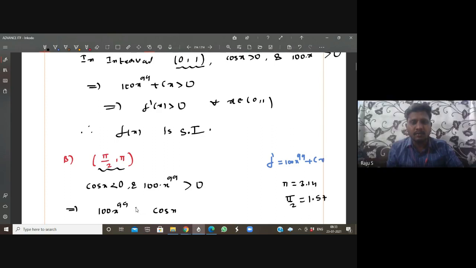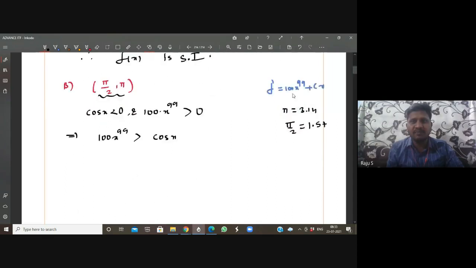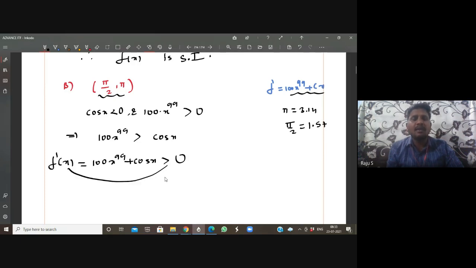100. Yeah, 100. So shall I put here greater than? Yes, sir. Greater than means, what is f dash of x here? 100 x to the power of 99 plus cos x will give a positive value. Now this is nothing but f dash of x. See here, what is f dash of x finally? Greater than 0. Therefore, what can we conclude here? f of x is strictly increasing.